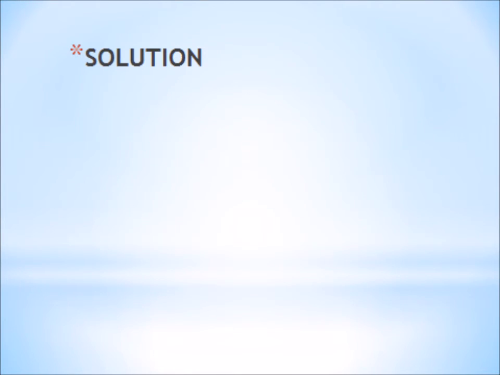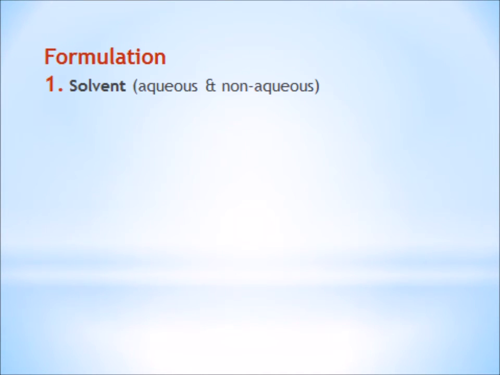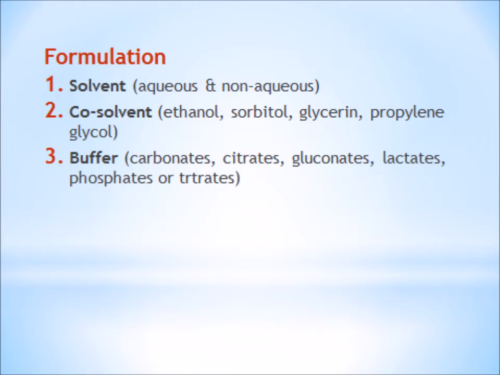Solutions is a homogeneous one-phase system consisting of two or more components. Formulation. Number 1. Solvent, aqueous and non-aqueous. Number 2. Co-solvent. Example, ethanol, sorbitol, glycerin, and propylene glycol. Number 3. Buffer, carbonates, citrates, gluconates, lactates, phosphates, or tartrates. Number 4.